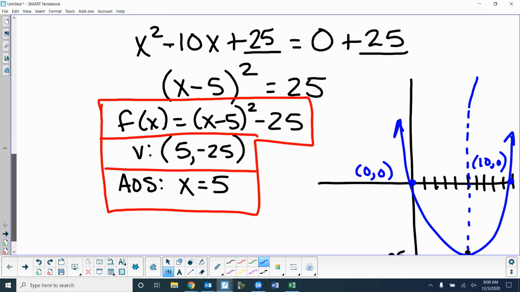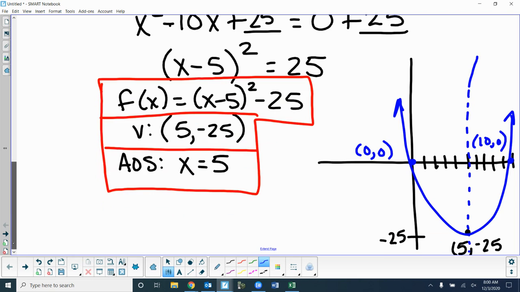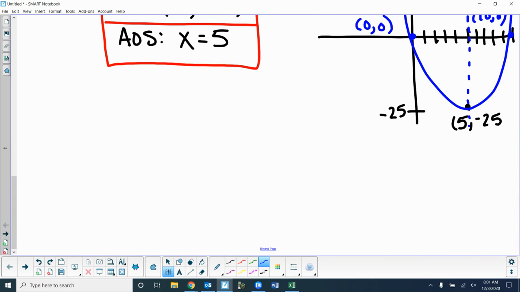All right, so that's the completing the square method. That's one way to do it. If you like that way, again, you don't have to do it that way. I'll show you on 3 and 4 the other way that I showed you.